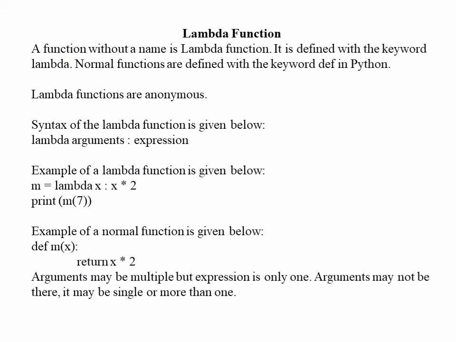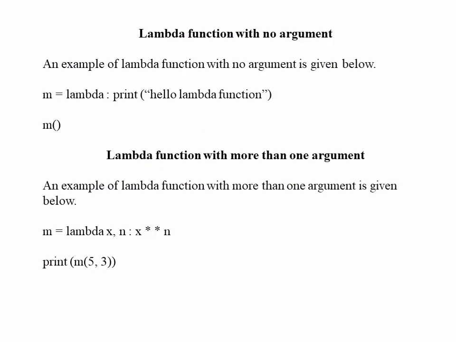An example of a normal function is given below. Instead of a lambda function, if you are using a normal function, you can write it as def m(x). Here the name of the function is m. Return x into 2. The same thing you can write in a lambda function this way. Here you can see the difference: you are not mentioning any name for the function. You are directly using the function body by using the keyword lambda.